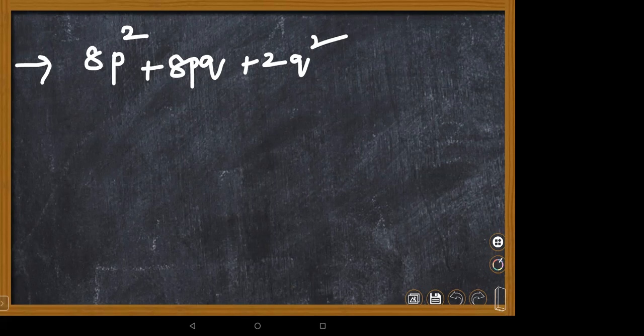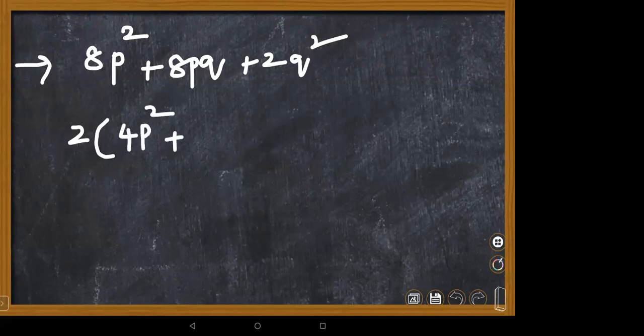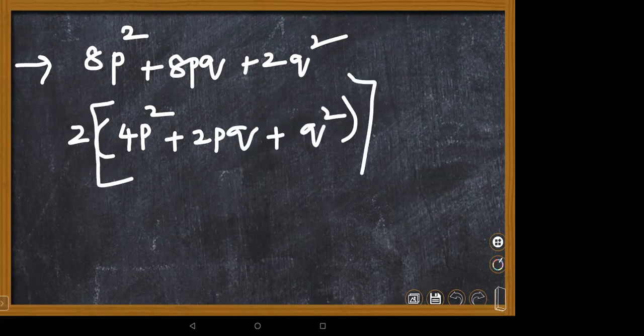Which number do you have to take common? Ma'am, 2. Very good. Even I got, ma'am. It's 2 into 4p plus q whole square. Very good. Then if I'm taking 2pq, you are getting plus q square. Now in the bracket you can use the identity. Whatever you have in the bracket, use your identity.